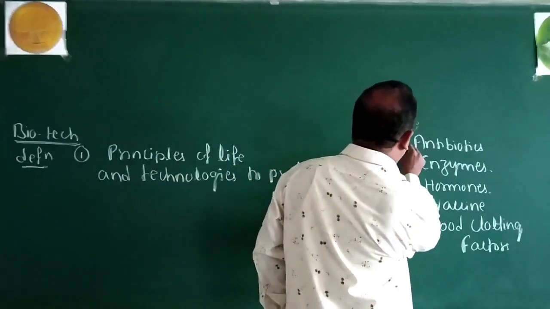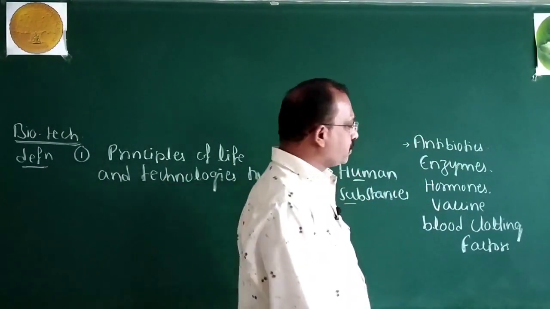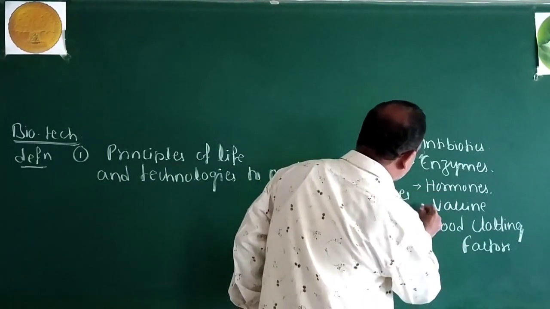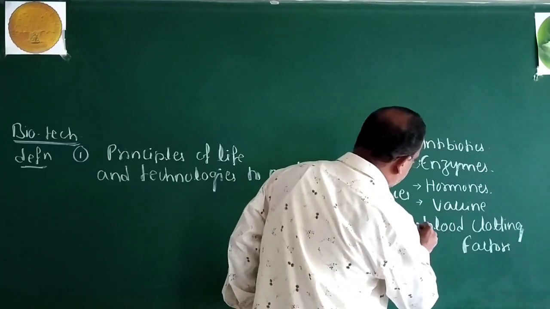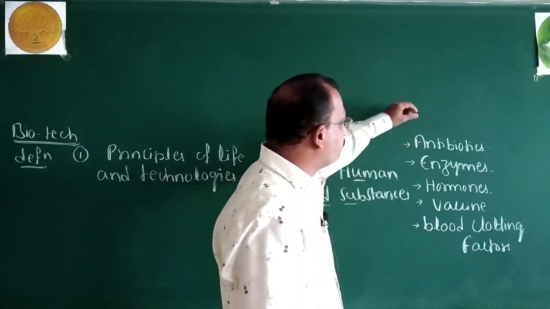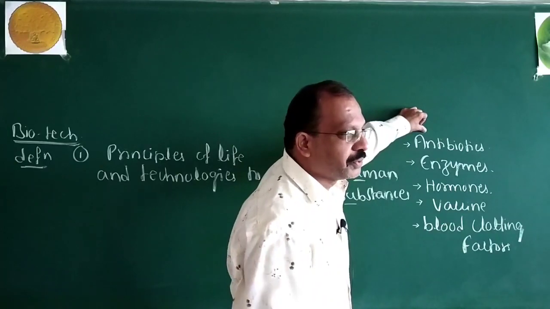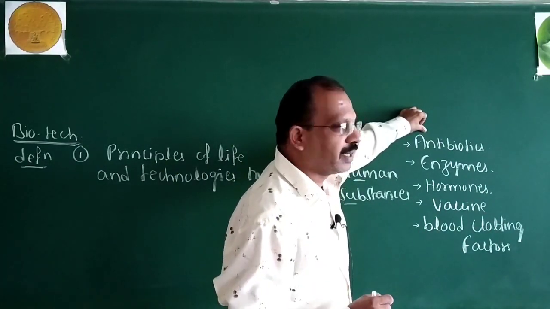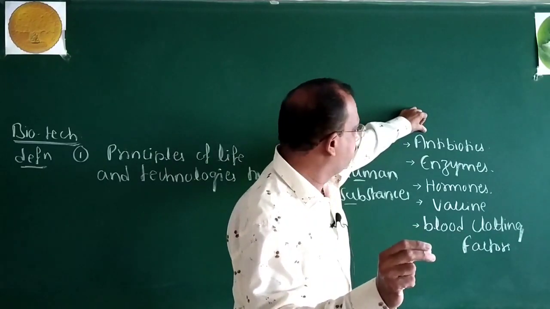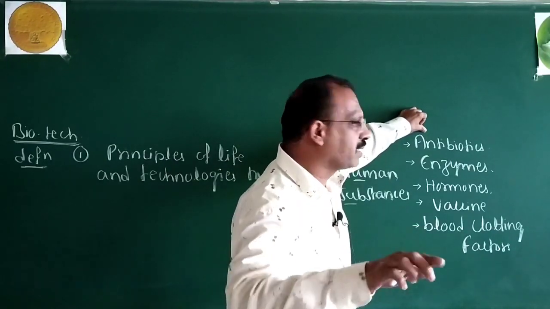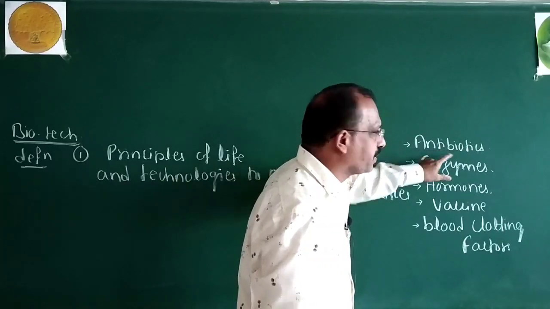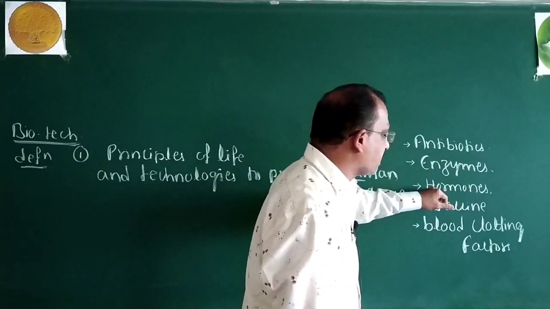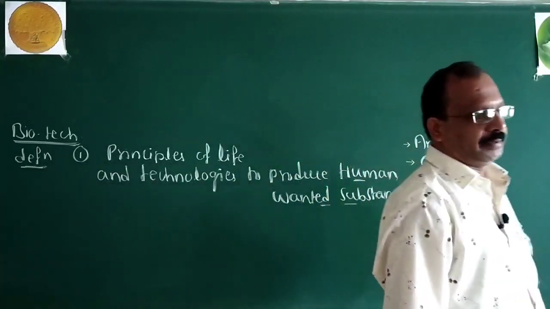It includes antibiotics, enzymes, hormones, DNA vaccines and blood clotting factors. Antibiotics, you know, they will fight against the antigens. A detailed story is there in the chapter. Later we will come to know this matter under the guidance of Sir. Enzymes and hormones I already covered once.